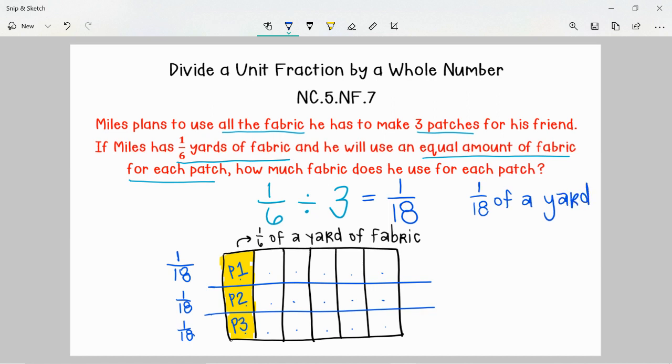Now, we can think about how this is a reasonable answer because we know that 1/18 is less than 1/6, and that makes sense here. We took 1/6 and we split that 6th into 3 equal parts. Well, the amount that would be in each part definitely has to be less than 1/6 because our 1/6 was broken into 3 equal parts. We know that 1/18 is less than 1/6, so that is pretty reasonable. And so again, this is how we can divide a unit fraction by a whole number.